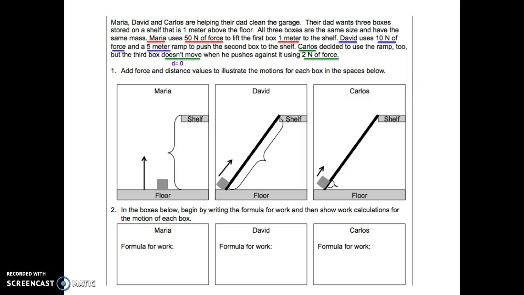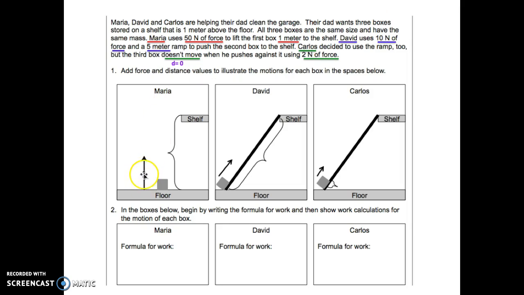Now let's look at number 1. Add force and distance values to illustrate the motions for each box in the spaces below. Arrows are used to represent force. So what they're asking is for us to add the force and distance to the picture. Where the arrow is, we're going to add force, and where the bracket is, we're going to add distance.